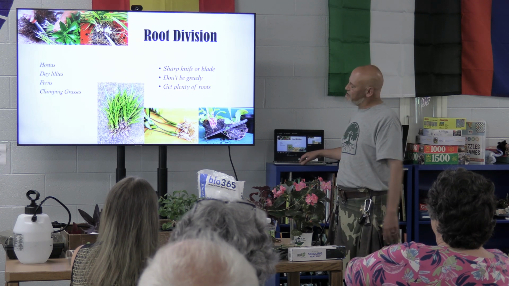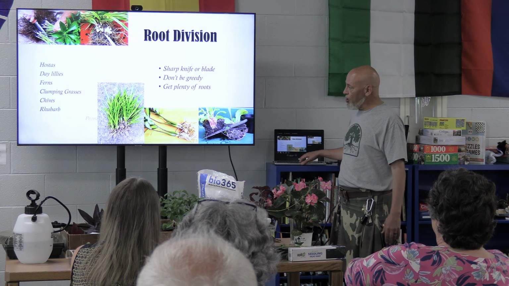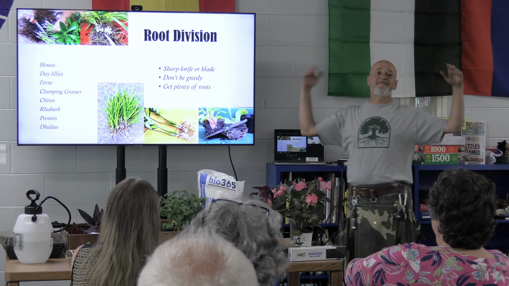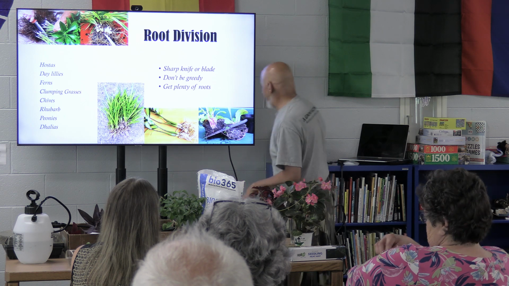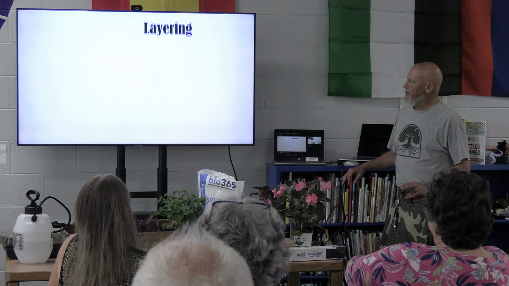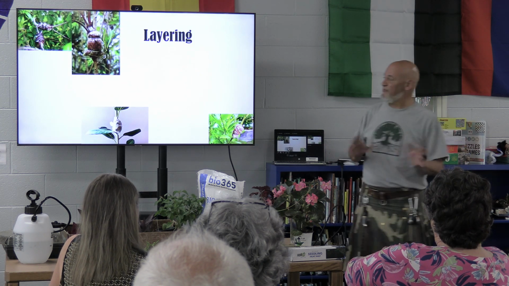Clumping grasses. This is the way to do it. Chives, absolutely. Rhubarb, peonies, and of course, dahlias. Division, a great way, a super easy way to grow. And then there are also hybrid things.